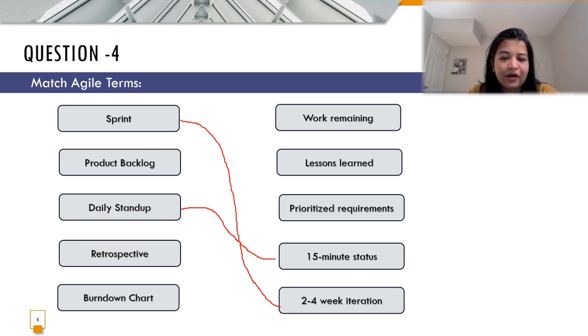Next is product backlog. Product backlog is a kind of priority that you set, that you are going to be working on these tasks for a particular sprint. So we can say it's the prioritized requirements that we match up for delivering during every sprint. Retrospective is definitely to look back, understand and jot down certain lessons learned during the sprint execution, like what went right, what went wrong, and how we can improve for the next sprint. So I'm going to map retrospective to lessons learned. For the burn down chart, we only have the work remaining, and that is what the burn down chart talks about.